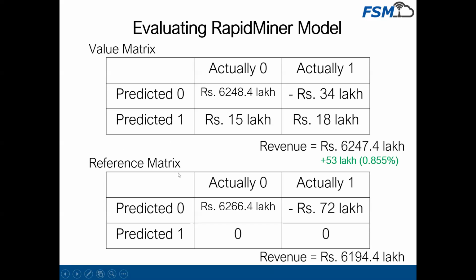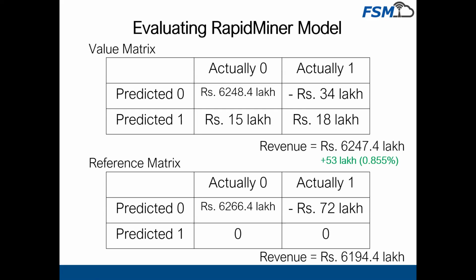This is the reference matrix that has been calculated, assuming that the breakdown never occurs. So when the breakdown occurs, it's actually a total loss for us. This comparison has been done and it shows an increase in revenue of 0.855% if the RapidMiner ML model is deployed.